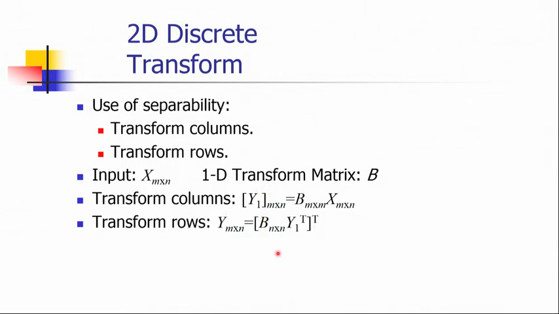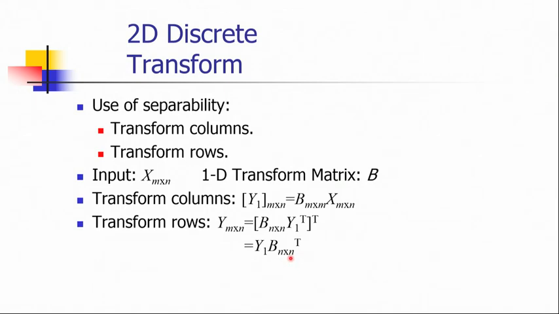After that, you can now transform the rows of this matrix, which means you have to take the transpose and then perform the n cross n transformation. Since all rows are n dimensional, you have to use the n point transformation matrix here, and then you can get the final transform of the two dimensional image of m cross n size.